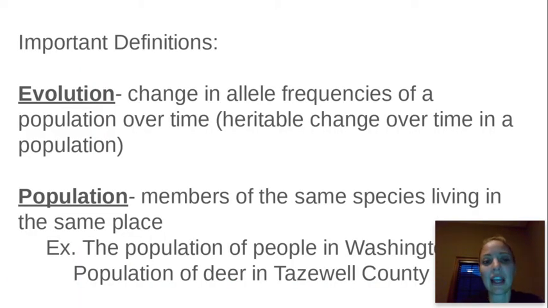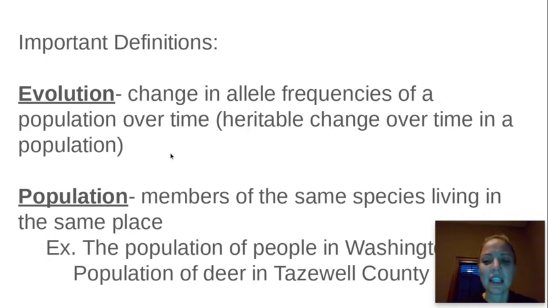So if we could look at a little bit more detailed definition of evolution, you could say the heritable change in a population over time. Or I actually think you should be able, with your genetic background, to understand something like this: change in allele frequency of a population over time. So we'll look at an example of that.